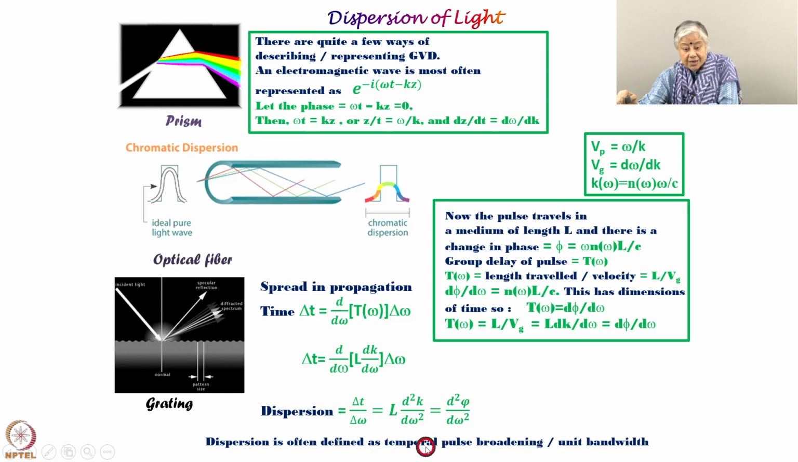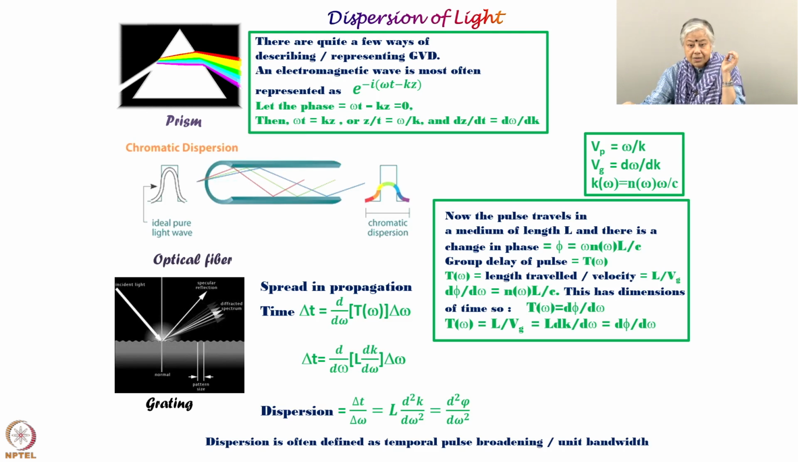Dispersion is often defined as temporal pulse broadening per unit bandwidth. It is easy to see here, okay, and it is easy to understand also that depending on the bandwidth, your dispersion will either increase or decrease. Okay.